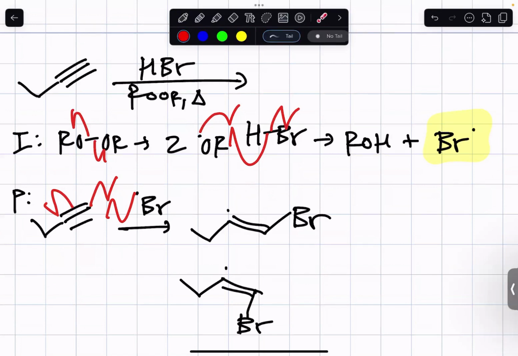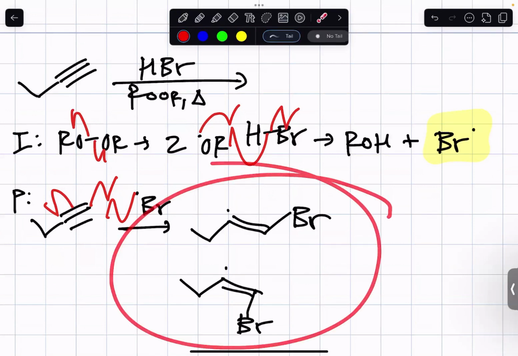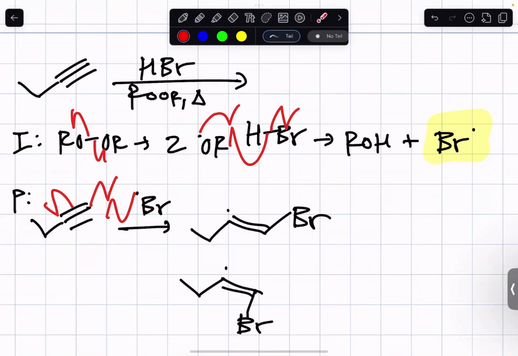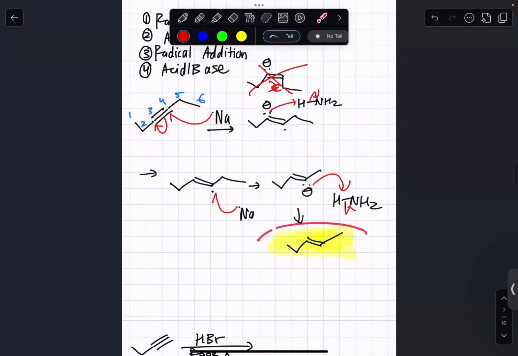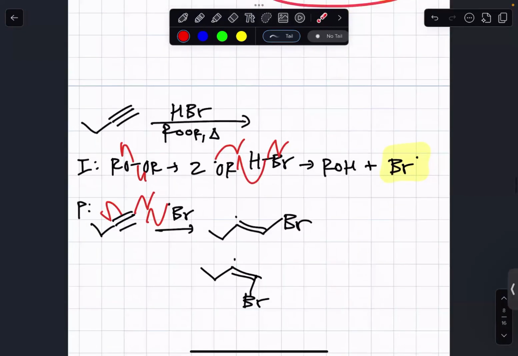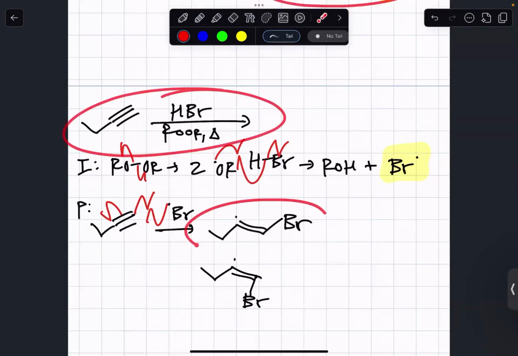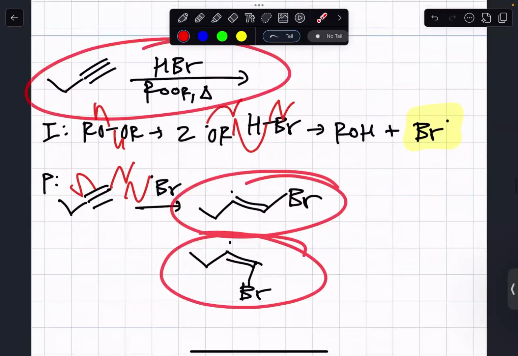And Helix wants you to include both products, trans and cis, for this reaction. But for this dissolving metal reduction, he only wants you to get the trans alkene. But for the radical addition of HBr, he wants both trans and cis products, right?